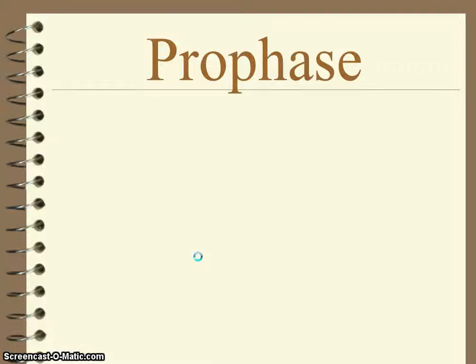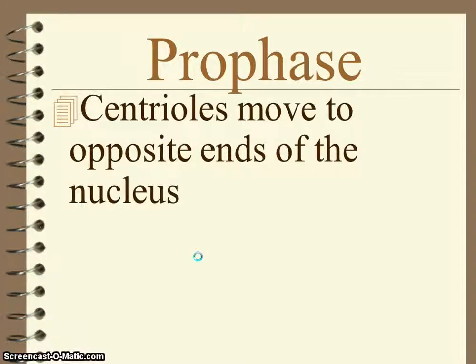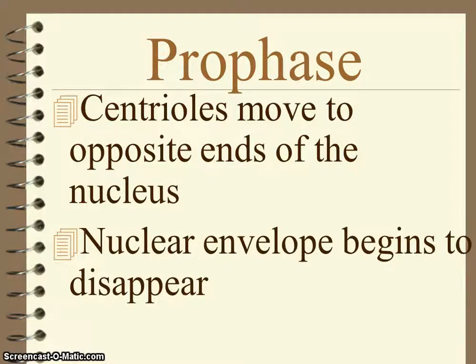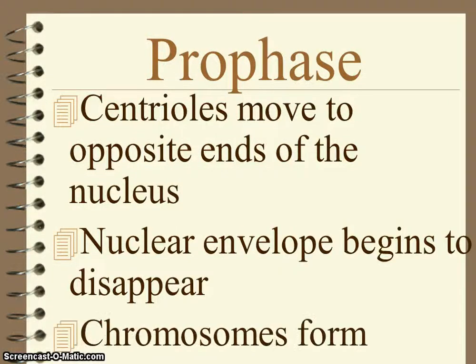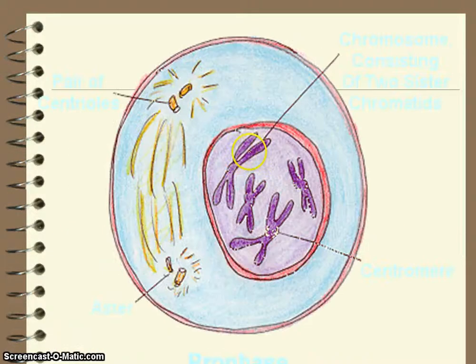Okay, so prophase. The centrioles are going to move to opposite ends of the nucleus. Your nuclear envelope is going to disappear, and your genetic material is going to go from chromatin to chromatids to chromosomes. So when we think of the main thing that happens in prophase, we're forming chromosomes. And you can see here the nuclear envelope still has to disappear, but we are forming chromosomes, and our centrioles are moving to opposite directions.